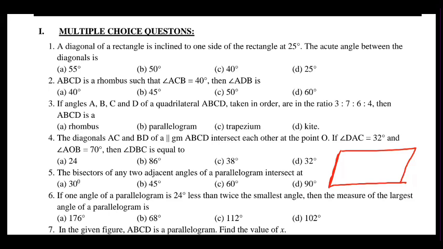Laiba, what does bisector mean? I cannot hear you. It divides. Yes, they divide an angle equally into half. For example, if this line divides it in equal halves, and this line divides it in equal halves, then is it actually the diagonal?